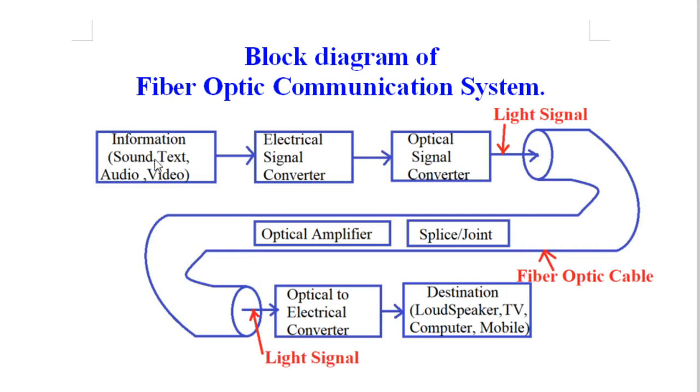we are going to carry the low frequency information signal, but we are carrying that low frequency information signal with the help of optic, means light signal, and not the electromagnetic waves. So that is a major difference between last year's electronic communication and this fiber optic communication.